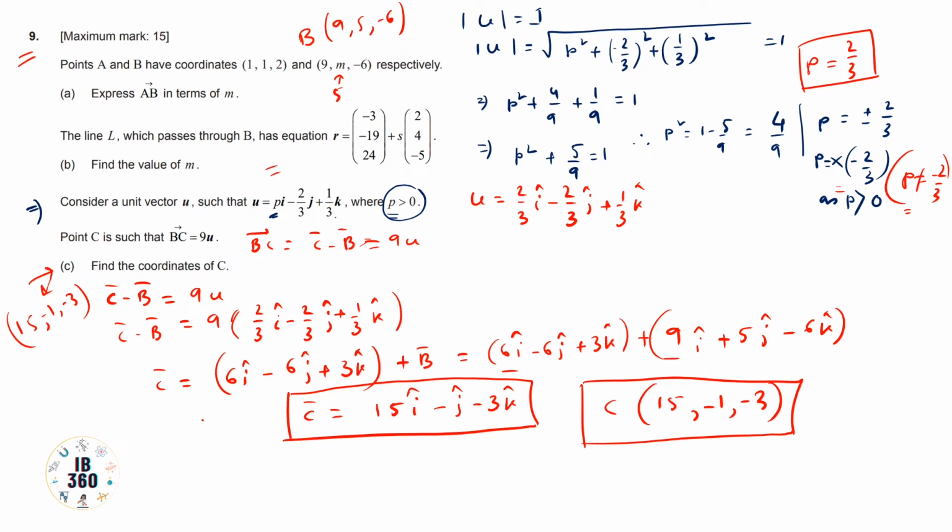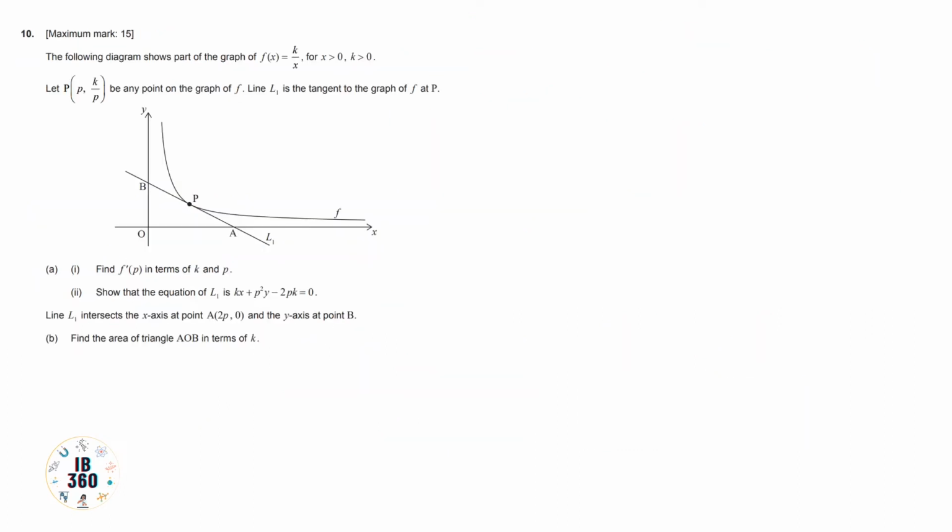Now question number 10, the last question of part 1, paper 1. The following diagram shows part of the graph of f(x) equals k by x for x greater than 0 and k greater than 0. P is the point with coordinates p comma k by p, any point on the graph. Line L1 is the tangent to the graph of f at P. So first find f dash p in terms of k and p.